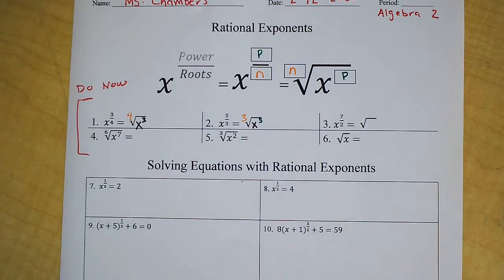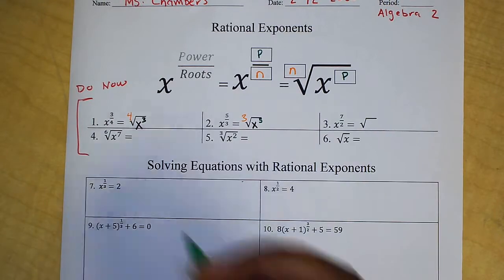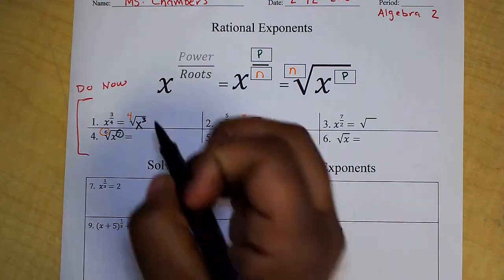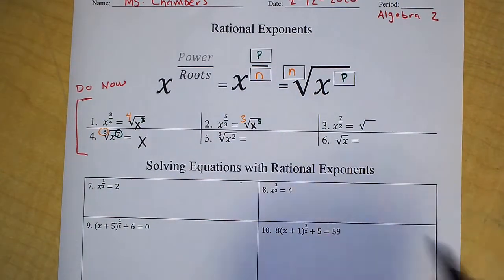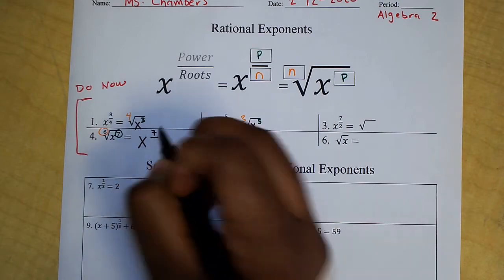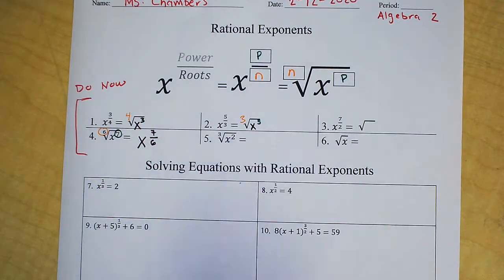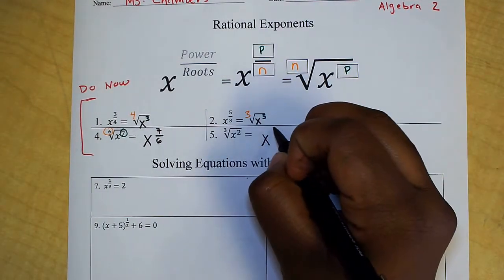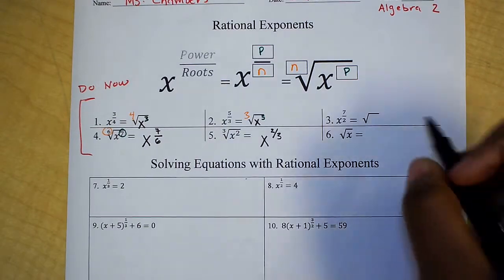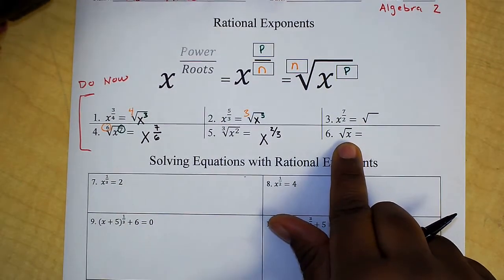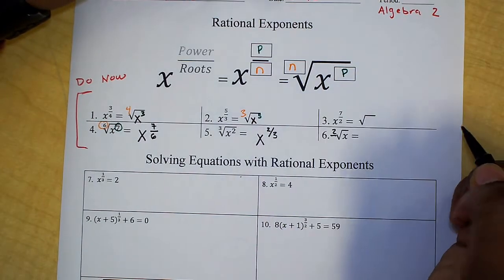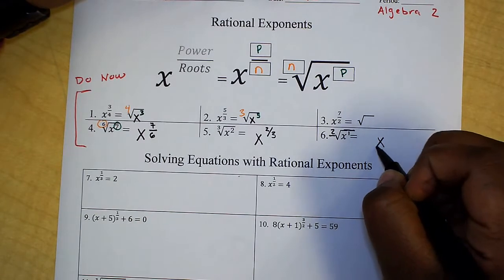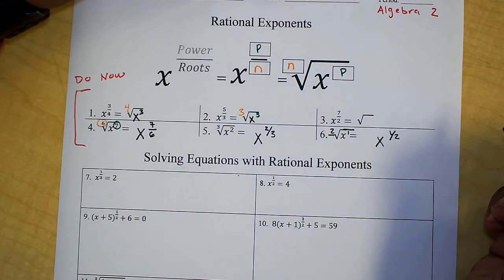But let's look at number 4. Number 4, now we have to write it backwards. So I know that my power is the one on the inside, and my root is the one on the outside. So if I'm working backwards, I have x to the power of 7. So 7 goes on the top, and my root, 6, goes on the bottom. If I were to do number 5, this one would be x to the power of 2 over 3. And this one, whenever we see a square root, there's an invisible 2 right here. And whenever I do not see an exponent, it is an invisible 1. So this one would be x to the power of 1 over 2.